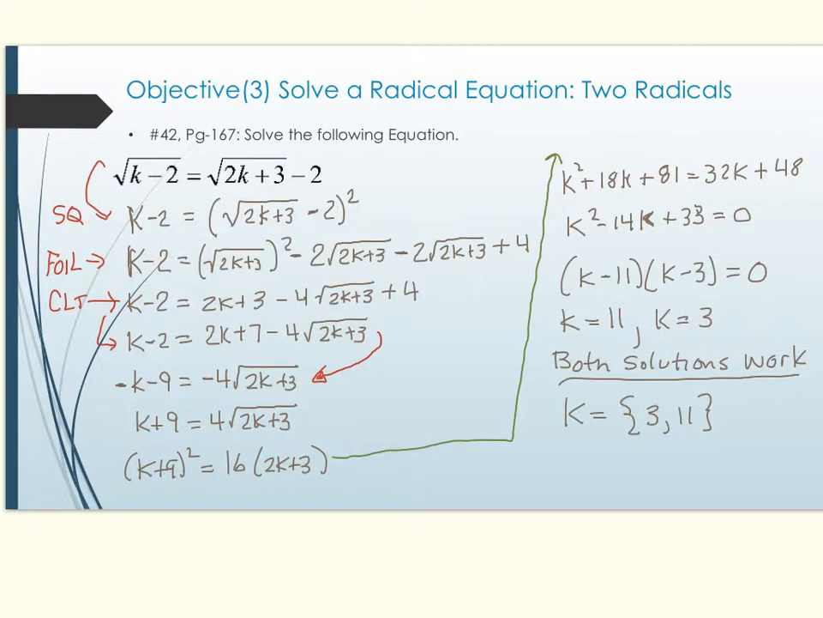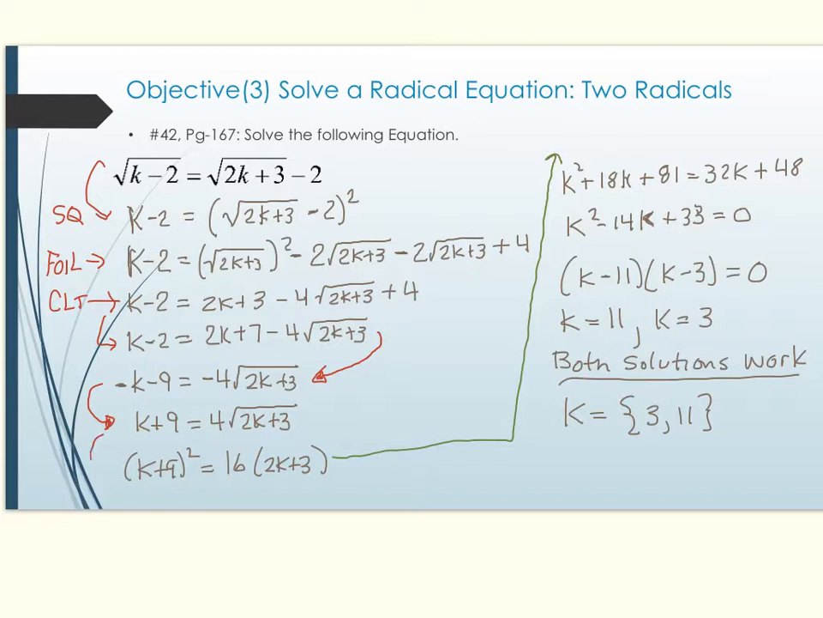To do that, we have to move the 2k and the 7 to the left side of the equation. To do that, we subtract 2k from both sides, and we subtract 7 from both sides. So when we do that, we get negative k minus 9 is equal to negative 4 square root of 2k plus 3. Now we divide through by a negative, or we multiply through by a negative 1. And when we do that, we get k plus 9 is equal to 4 square root of 2k plus 3.